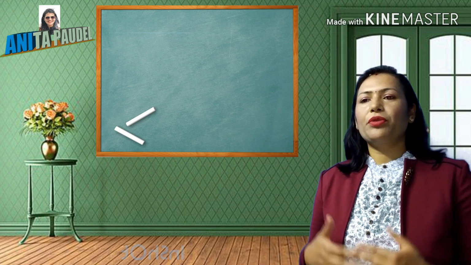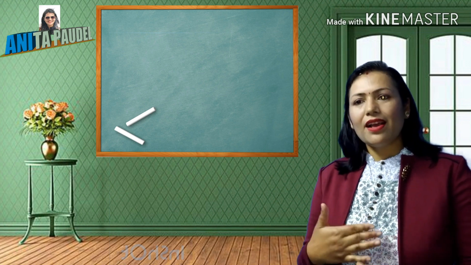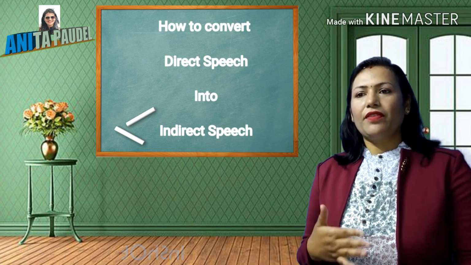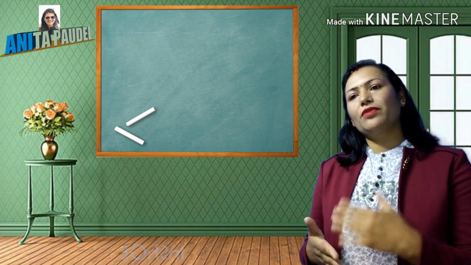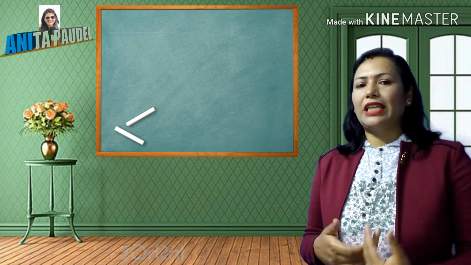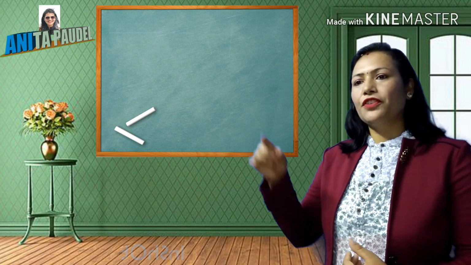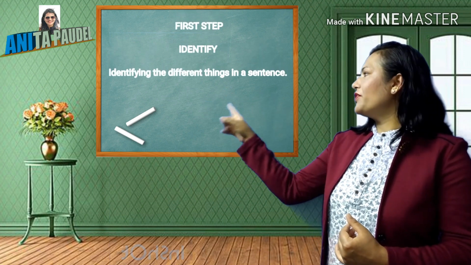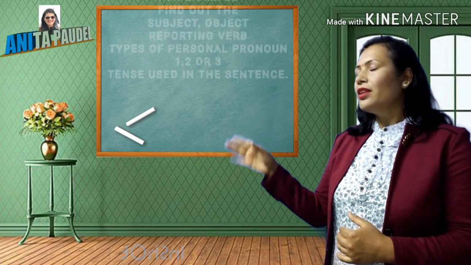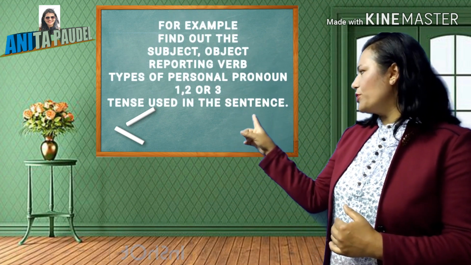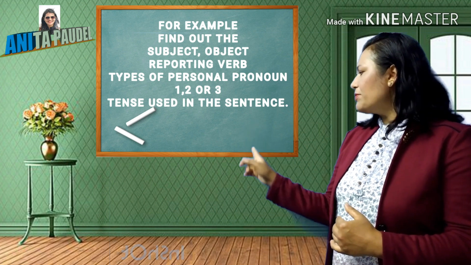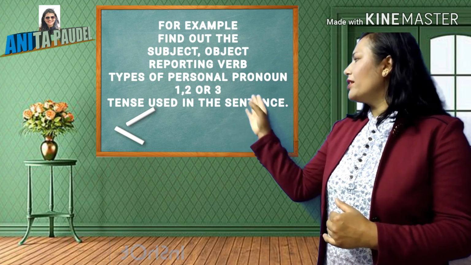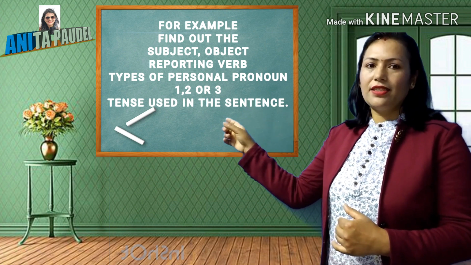Now, let's move on to our main topic of today, that is how to convert direct speech into indirect speech. There are several steps we need to follow while converting the direct sentence into indirect one. Let's go through them. The first one is identify. Identifying refers to identifying the different things in a sentence. For example, you need to find out the subject, object, reporting verb, the types of personal pronouns, whether first, second or third. Similarly, the tense used in the sentence.